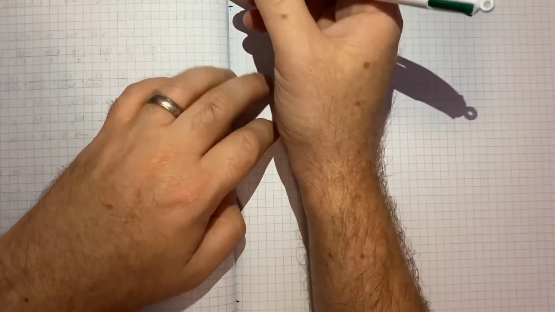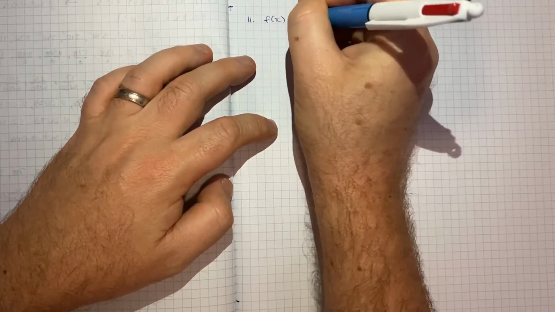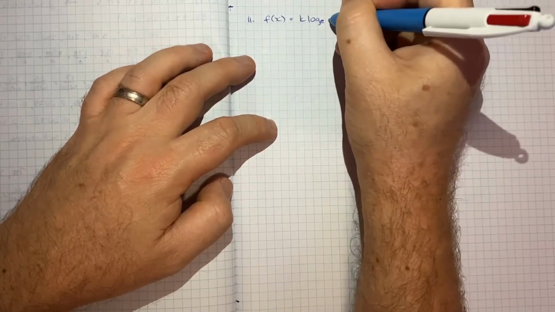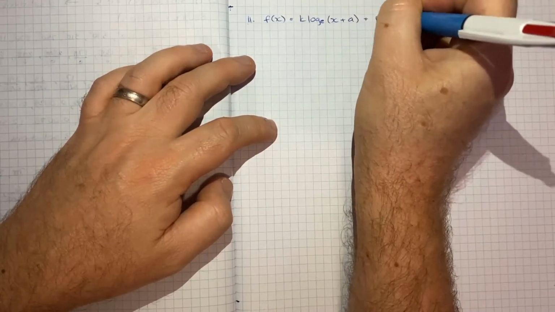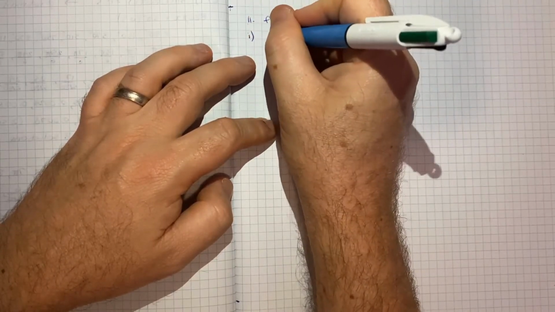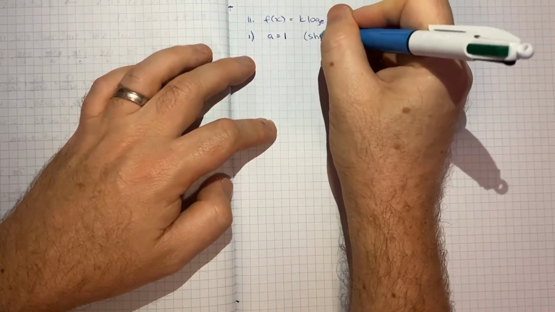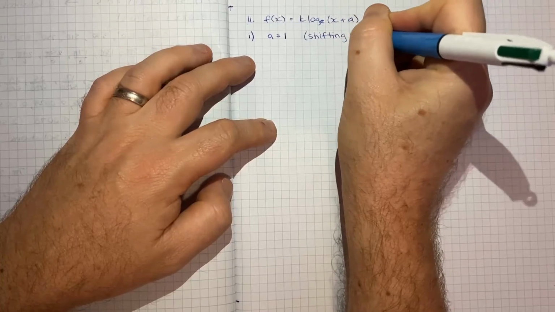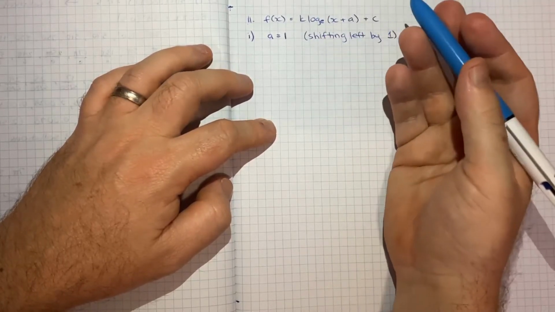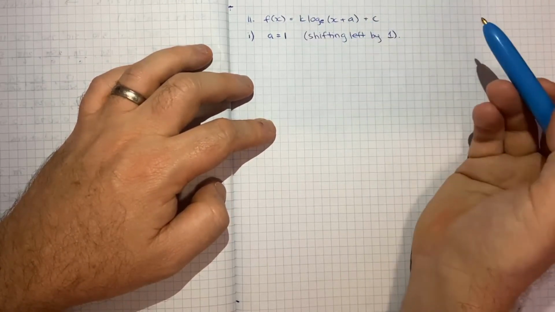So we've got our function f(x) equals k log e of (x plus a) plus c. Part 1 was to find a, and we can state that a is simply equal to 1, since we're shifting left by 1. So now it's about working out, first of all, c, and then k.